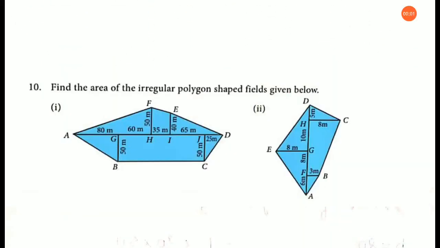Now 10th one. Find the area of the irregular polygon shaped fields given below. They are giving you irregular polygons and the parts are also split up. You are going to spot what that shape is, then use that formula, find the variables, substitute and then get the answer. Shall we see how to solve?